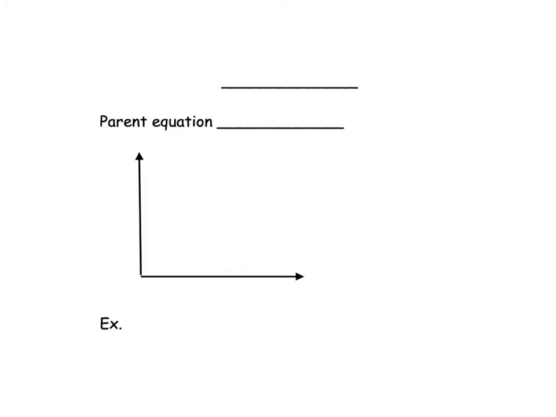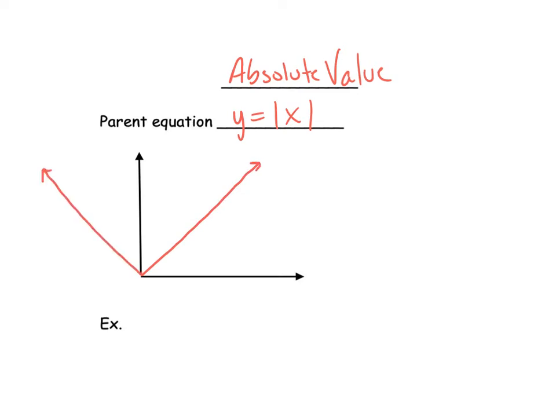And our last parent function is the absolute value. If you remember absolute value, you'll recognize this one. It is simply y equals the absolute value of x. And the great thing about absolute value is it's very obvious what it is. It's the V shape. So it looks like this. And if you make it negative, it gets flipped over and looks like this.